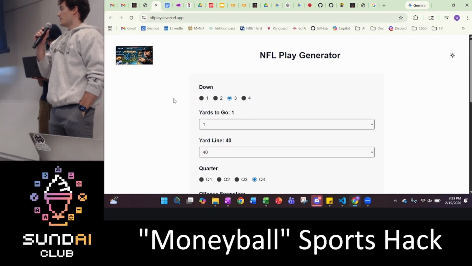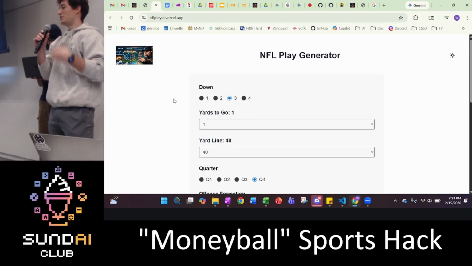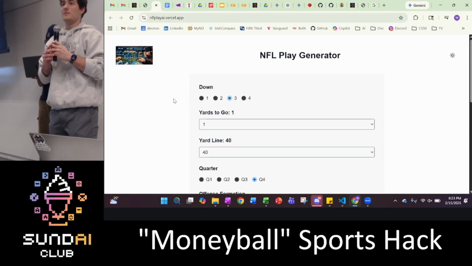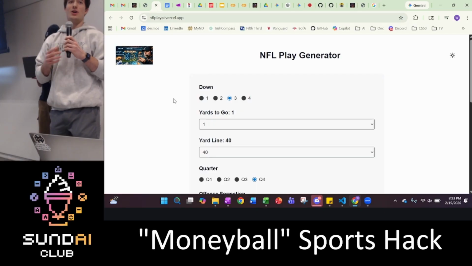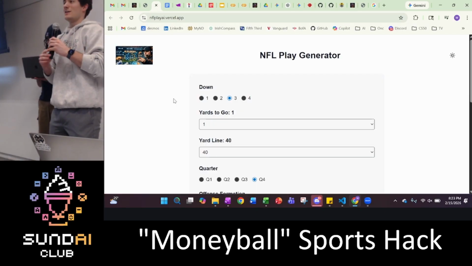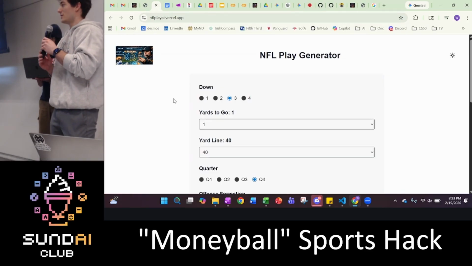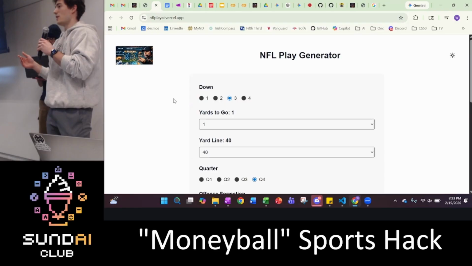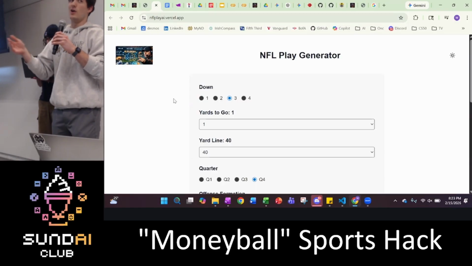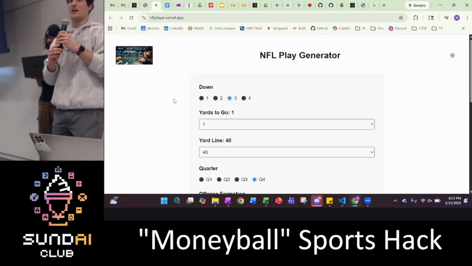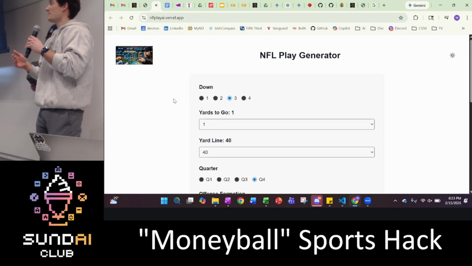Harsha and I both built this NFL play generator. We built this because, for those that know the NFL, all the coaches make the decisions about what play they're going to run and what their players are going to do on the field. Basically, before every play they run, they get a play called in. And that is only based off human intuition, human experience, and the experience level of the coach.